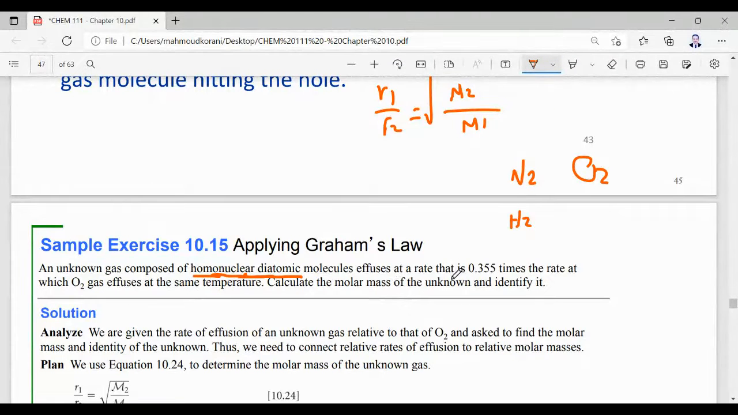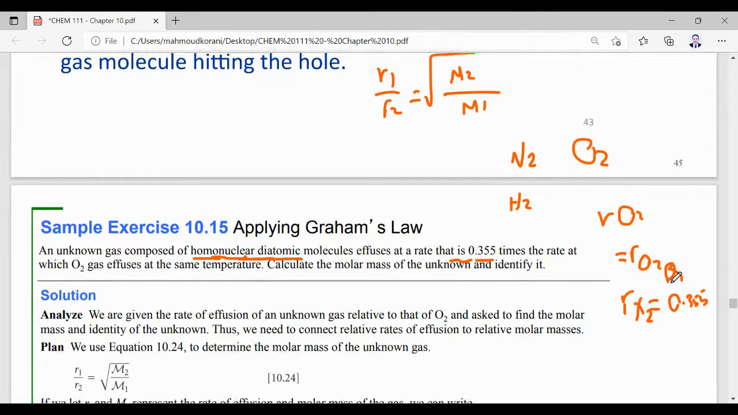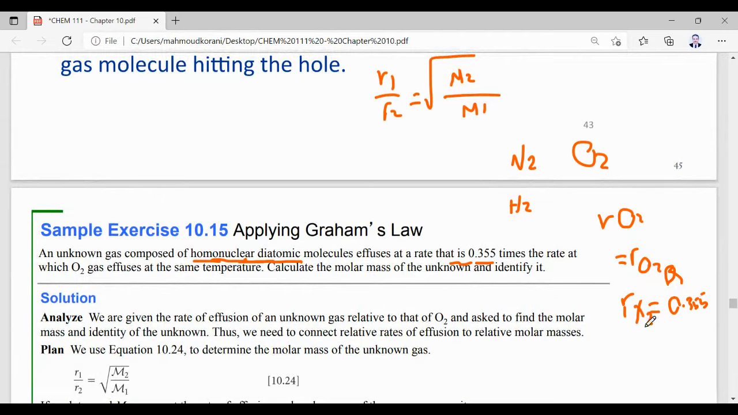If you use this rate of effusion, you have the rate of oxygen, the rate of O2, and another rate of the unknown one. Suppose, for example, X2, its rate equals 0.355 of the rate of the oxygen. I'm asking you to calculate the molar mass of that one. It's a direct application of this.